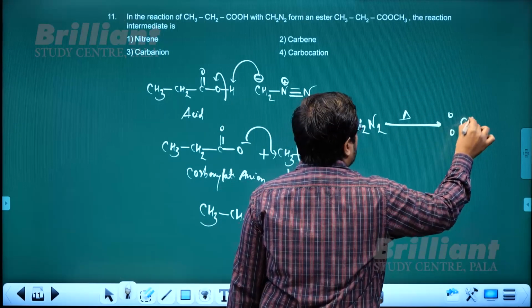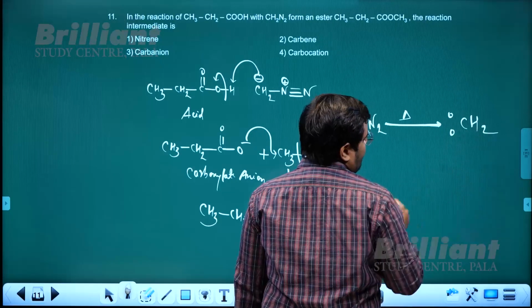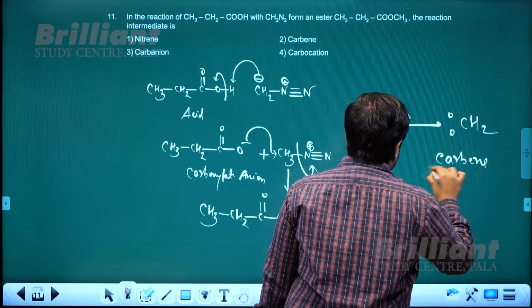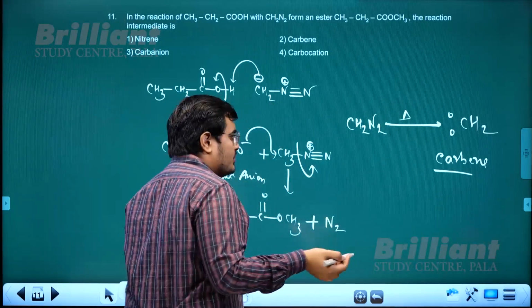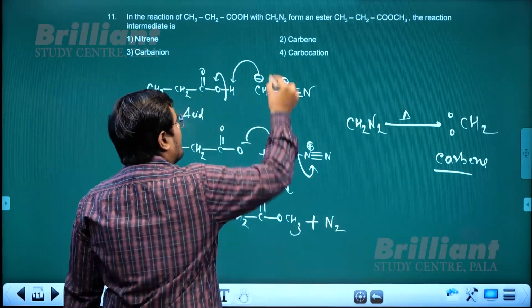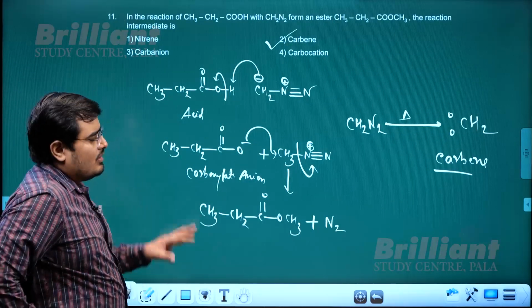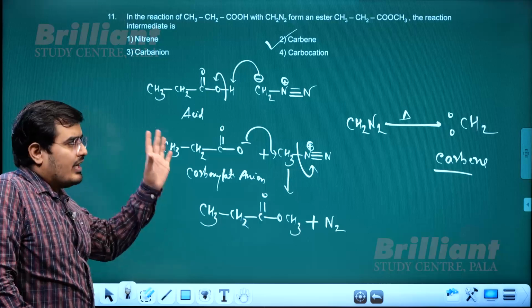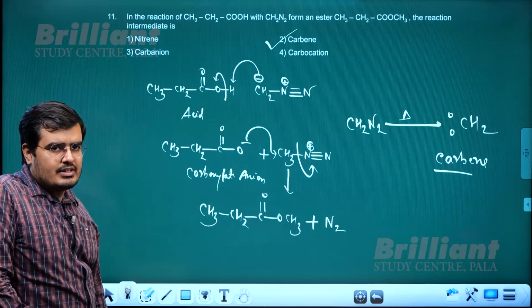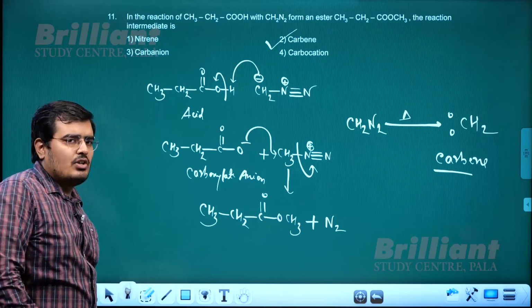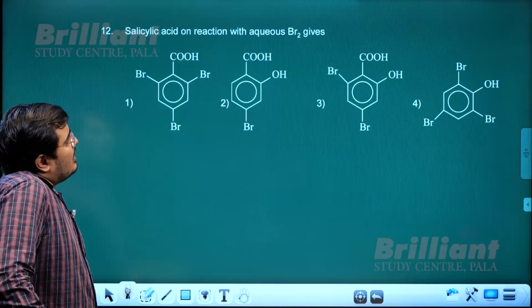Heating of diazomethane will lead to the formation of carbene. So that might be the reason if you have to choose any reagent or intermediate here, you can go with carbene. Otherwise, no intermediate of that kind forms in this particular reaction. So if you have to answer, go with the carbene, otherwise not a relevant question.